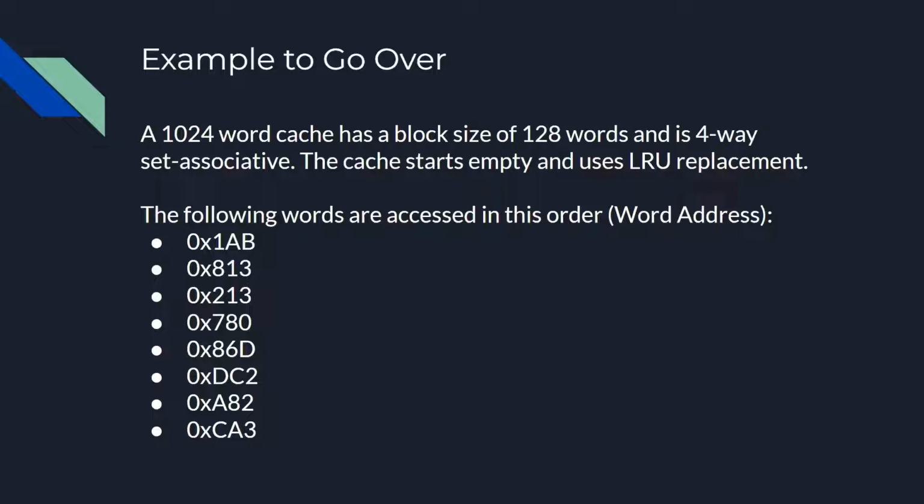The cache starts empty and uses least recently used replacement. So the following words are accessed in this order. These are all the hex values. They're all going to be word addresses that we'll be using.